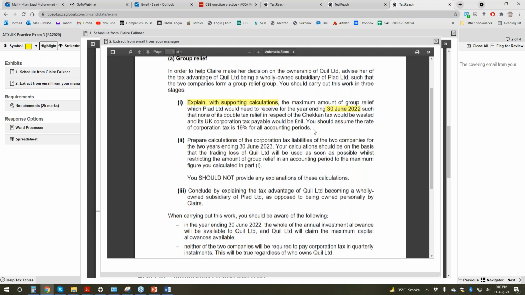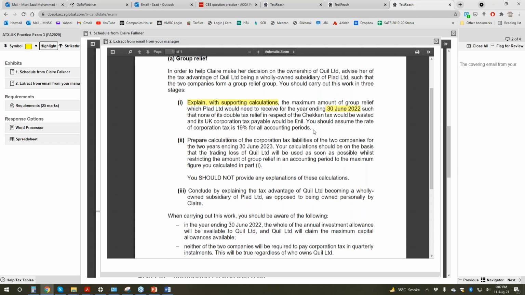So HMRC will provide you the double taxation relief. If there is a tax treaty, it depends upon the treaty which country will charge the tax. But obviously, if the profit is taxed only once, there will be no double taxation relief. So double taxation relief is only available when the profits are taxed in both countries, in which your company is operating. Okay, you should assume the rate of CT is 19% for all accounting periods.